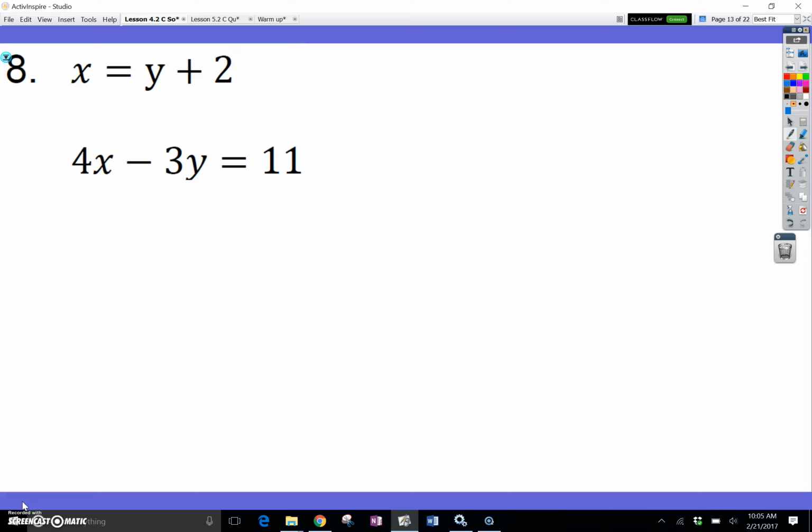Alright guys, so let's go ahead and finish this up. We're debating on which methods to use. Now on this method, I want you guys to notice that we already have x all by itself. So what I would do is use substitution and just substitute y plus 2 in for x. This would look like 4 times the quantity of y plus 2 minus 3y equals 11.